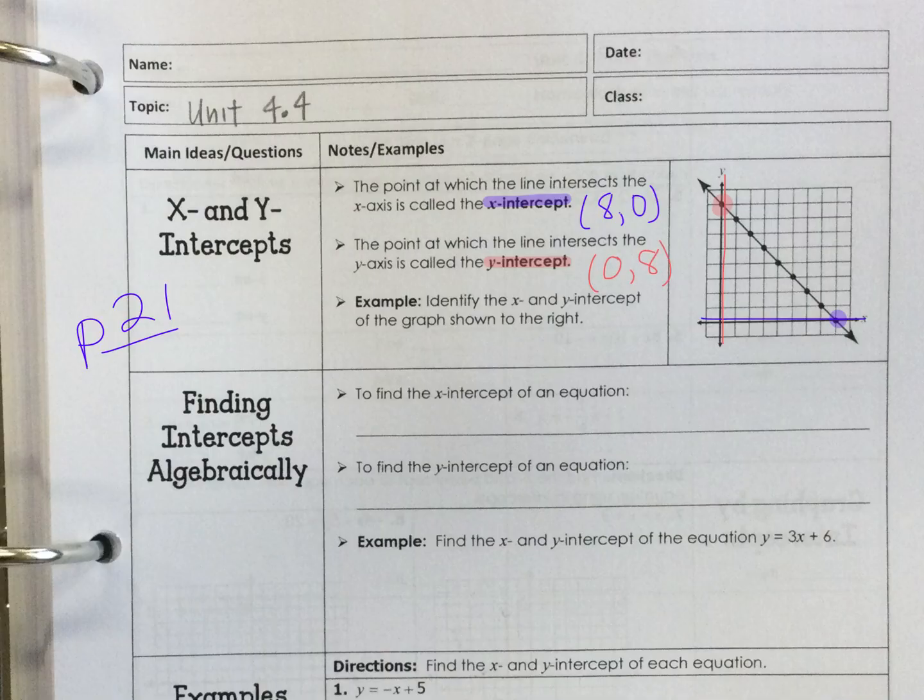Okay, so to find the x-intercept, we're going to set y equal to 0 and solve. To find the x-intercept, we set the y equal to 0. To find the y-intercept, we set the x equal to 0 and solve.